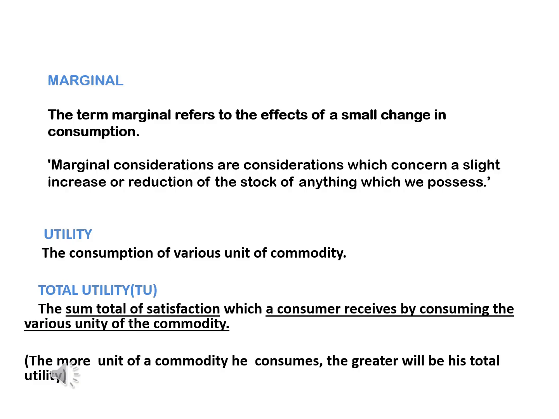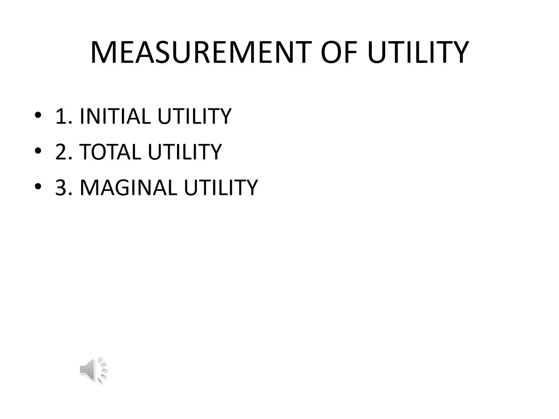From a managerial perspective, understanding these concepts is extremely valuable. Businesses try to estimate how much satisfaction consumers derive from their products. In the previous slide, we discussed the concepts of utility, initial utility, total utility, and marginal utility. We learned that total utility represents the overall satisfaction obtained from consuming a commodity, while marginal utility represents the additional satisfaction derived from consuming one extra unit.